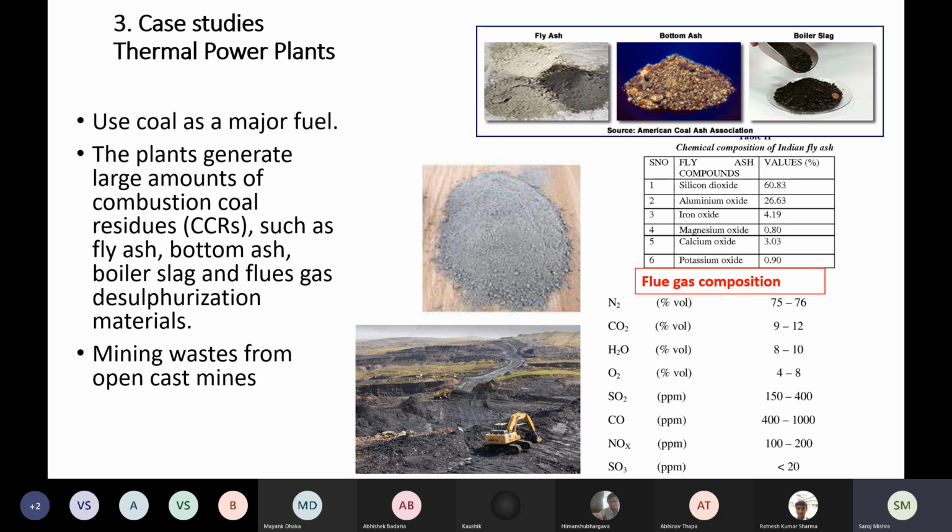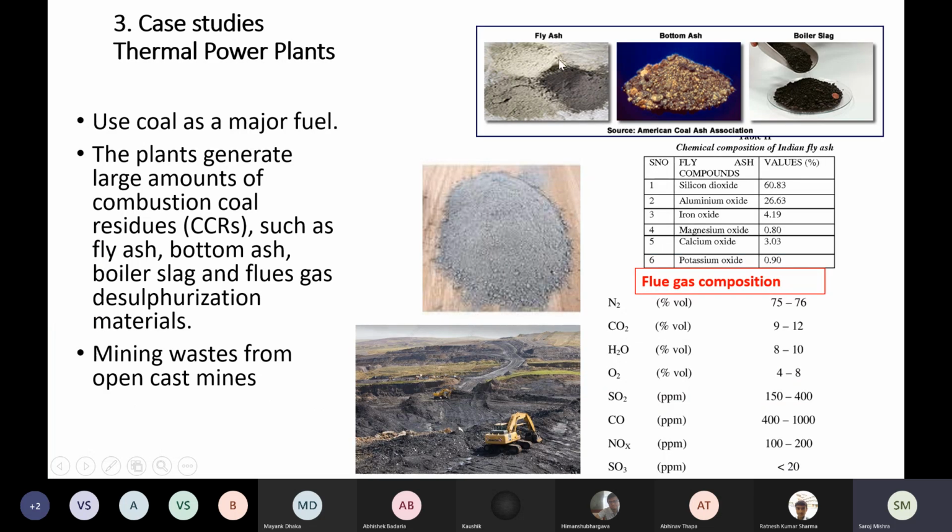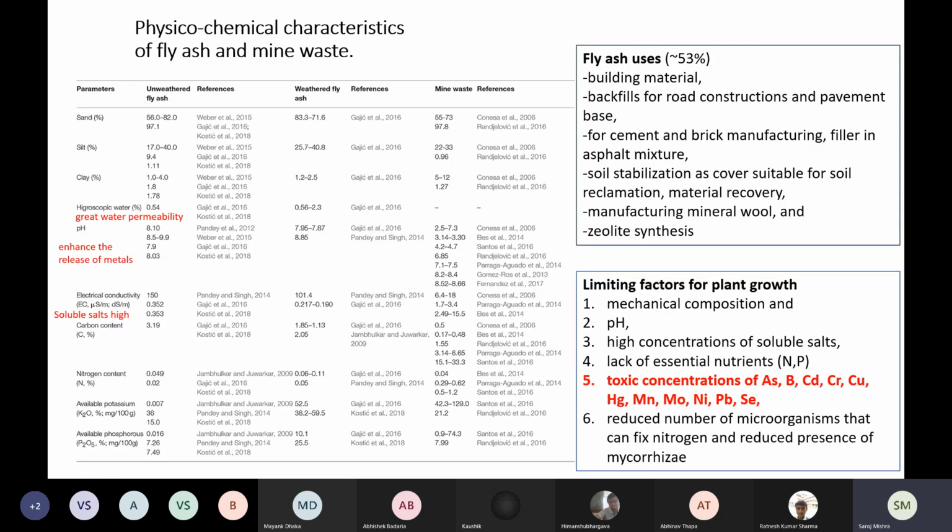And the question is whether plants can be put to use for restoration of these ecosystems. Okay, so now, for example, you just asked me about fly ash uses. The fly ash which is generated from these thermal power plants is not necessarily all going to be accumulated. But as you will see, about 53% of it has found use.